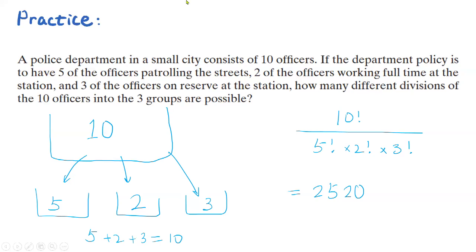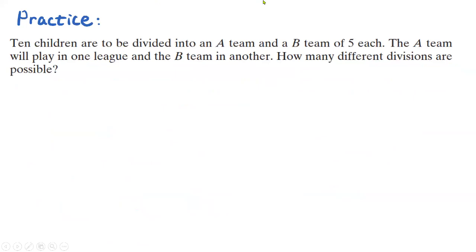No? Okay, let's see the next one. 10 children are to be divided into an A team and a B team of 5 each. A team will play in one league and B team in another. How many different divisions are possible? Okay, I'll leave you 5 minutes to solve this question.